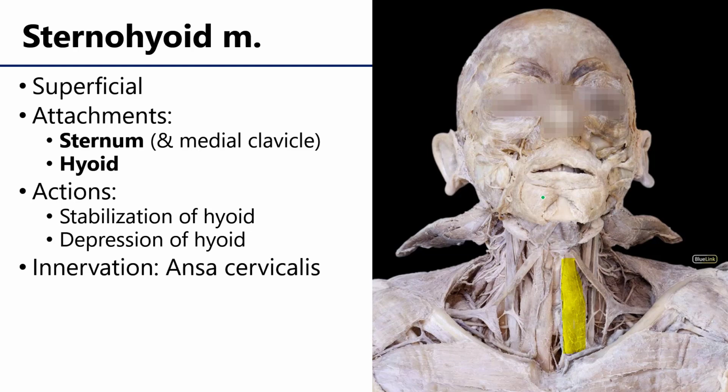So let's take a look at these muscles and their attachments in a little more zoomed in. So we have the sterno, from the manubrium of the sternum, hyoid to the hyoid, muscle. The sternohyoid muscle is going to stabilize the hyoid in conjunction with the functions of other muscles. And when it contracts, it will also serve to depress the hyoid bone.